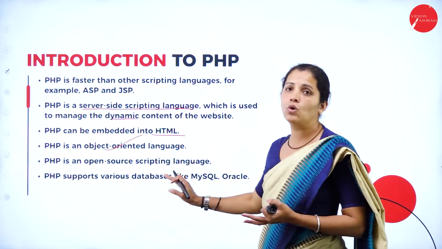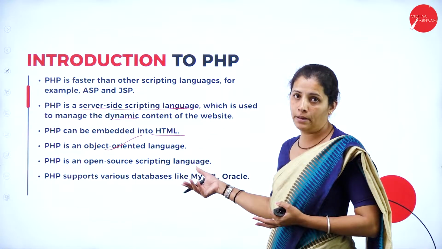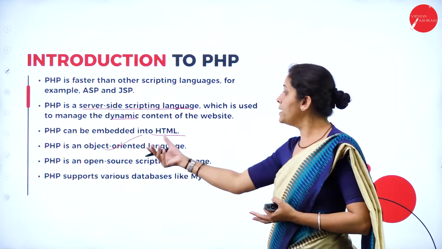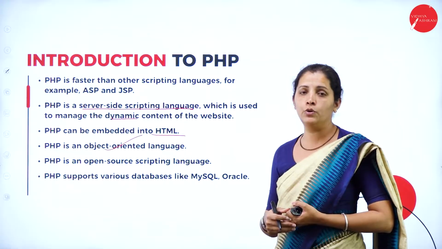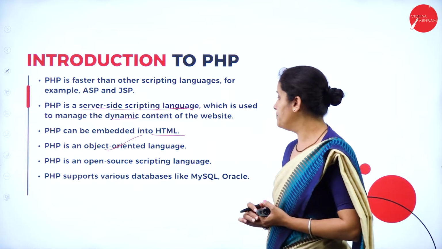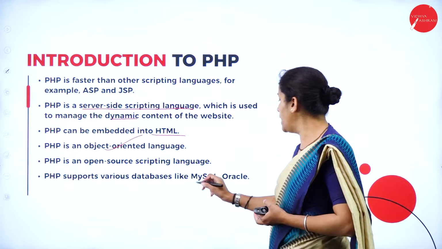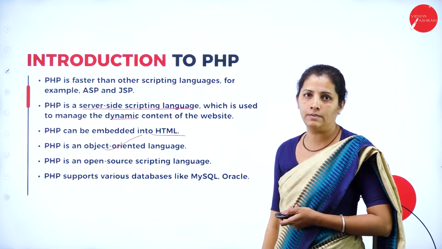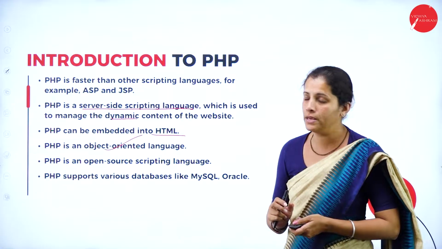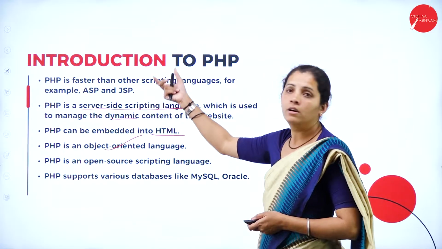It is an open source scripting language. So what is open source? Freely available software. So no need to pay for this software. PHP is freely available. You can use PHP according to your need. And PHP supports databases like MySQL and Oracle. So I can combine a database with PHP. So these are the important features of PHP.